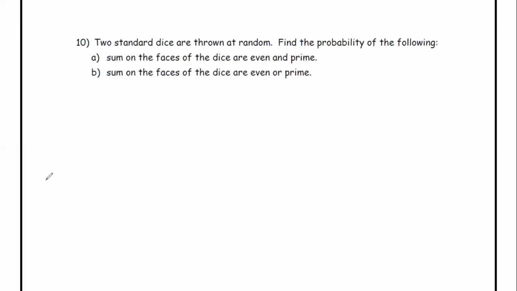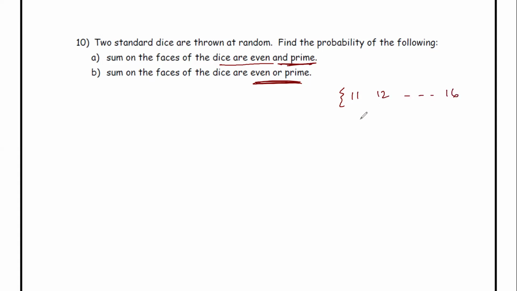Let's move on. So the sum on the faces of the dice is even and prime. Sum. See, there is a shortcut. I'm not going to reveal that right now because I'm going to reveal it in the tougher question, which is this one. So first we'll go through the typical method: 1 1, 1 2, like that up to 1 6.